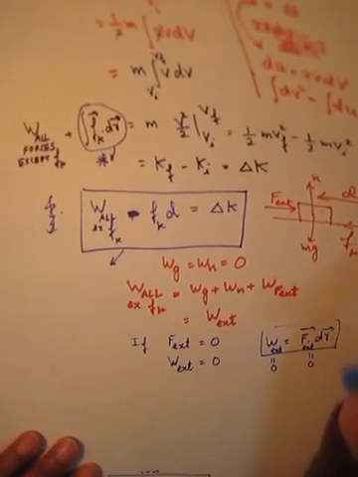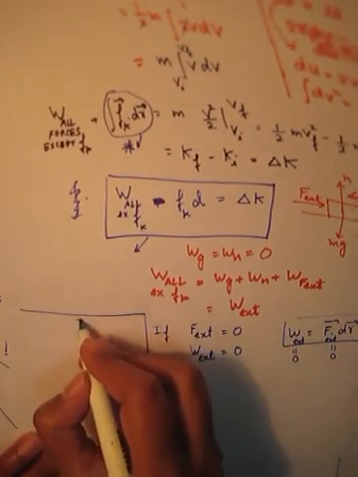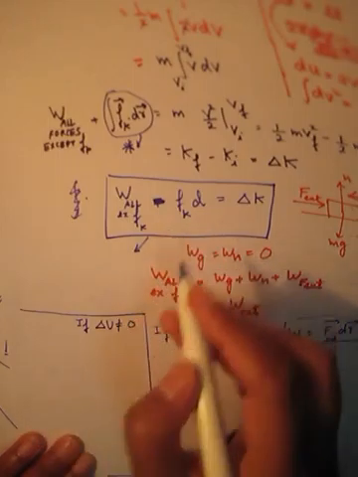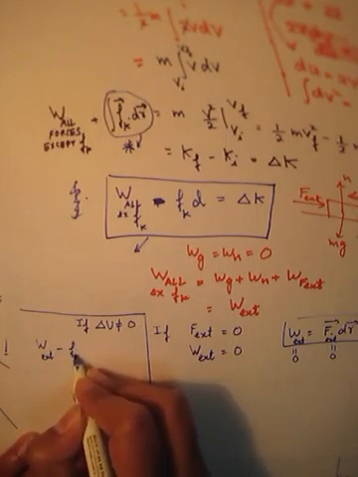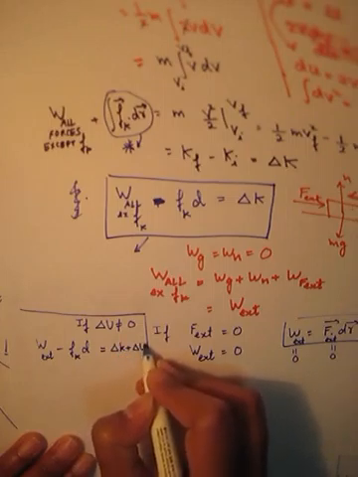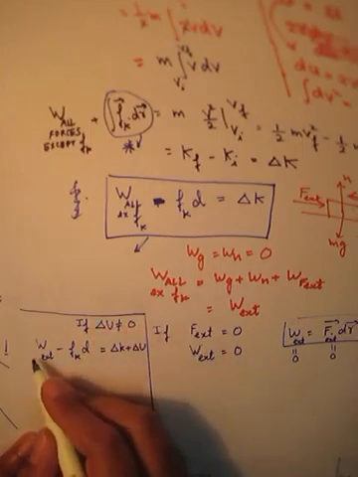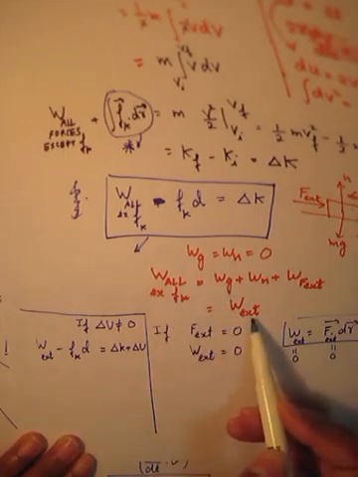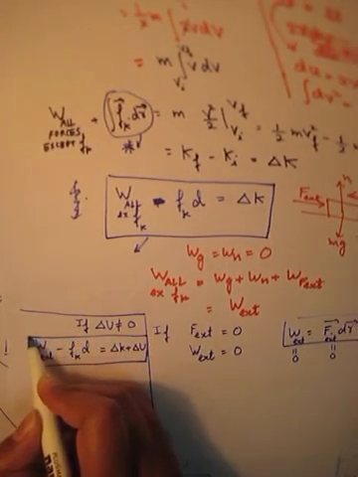But in some situations, suppose the height is changing and delta U is not equal to 0. Then this equation will be: work done by external force minus f_k d will be equal to delta K plus delta U, if delta U is not equal to 0. And we know that all except the frictional force is actually the work done by the external force. So this will be our final equation.